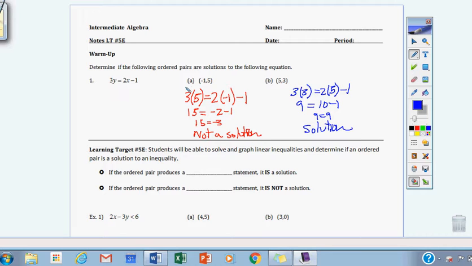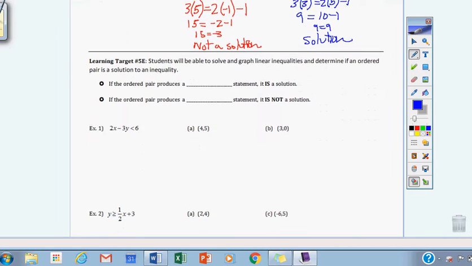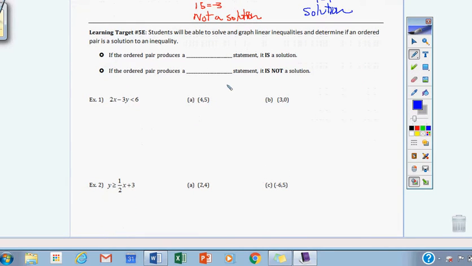But look at your warm-up there. Hopefully you tried it. You can see why we get one is a solution and one is not a solution. But I'm going to show you the video and the rest of the notes here for our new learning target. So remember, the learning target is going to be solve and graph linear inequalities, okay?